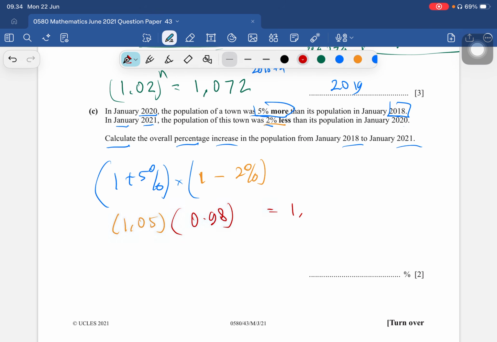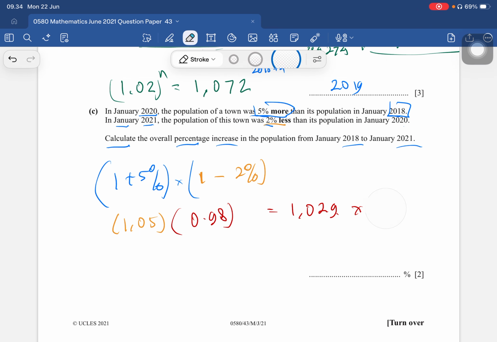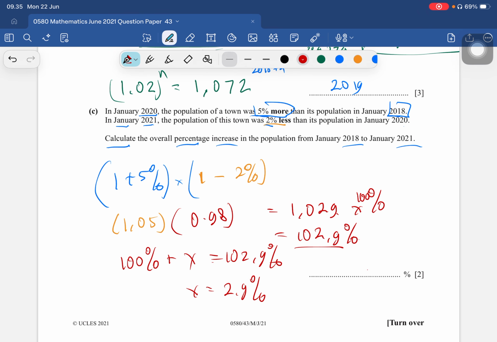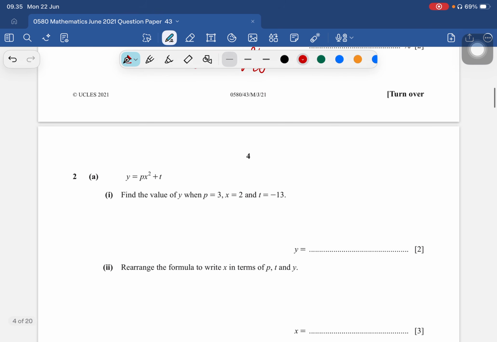So we got 1.029. Then we multiply it by 100%. So we got 102.9%. Okay, from the original it was 100, and then it increased to 102.9%. This is the x. So x we got as 2.9%, the increase. So 2.9% is the increase of the population.